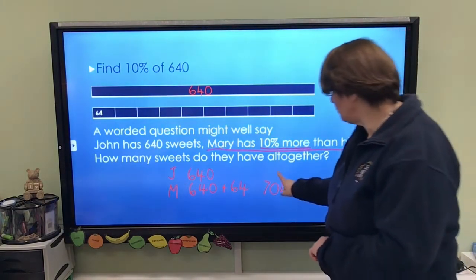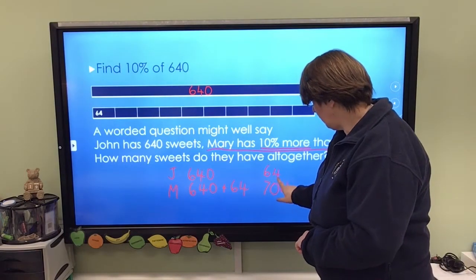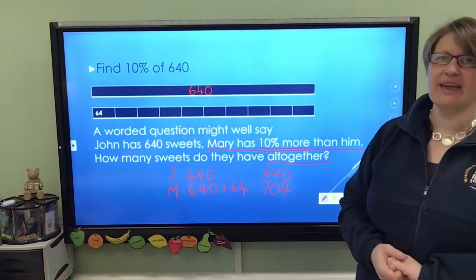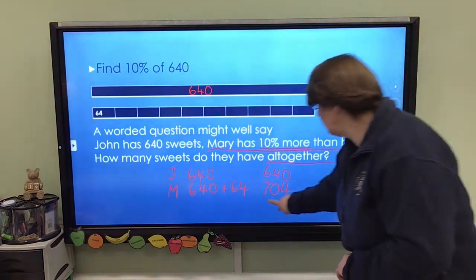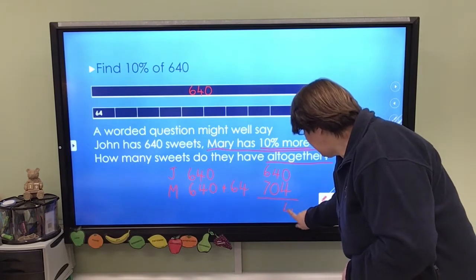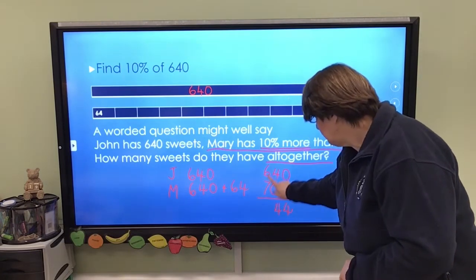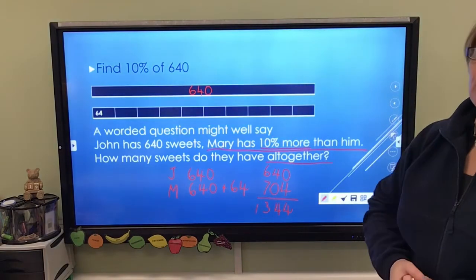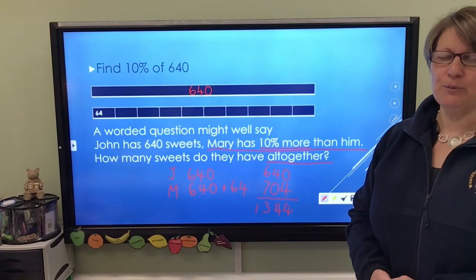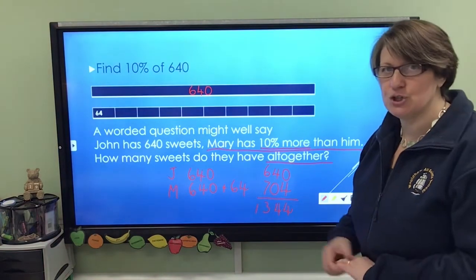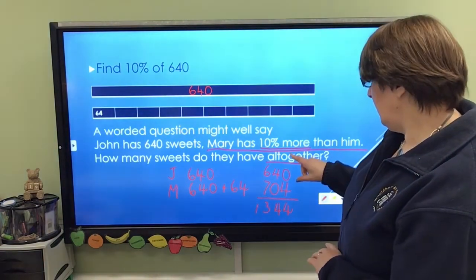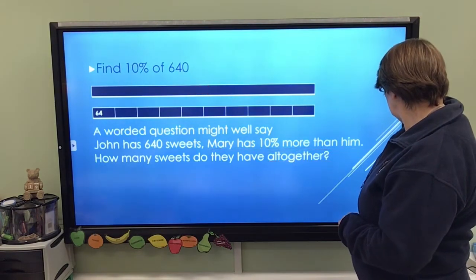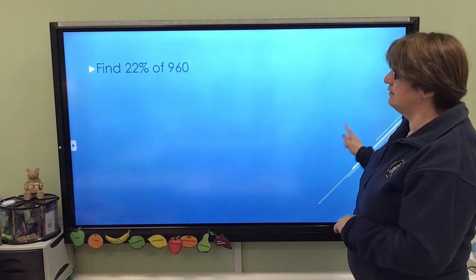And then we have to add those two together, because here it says altogether. How many do they have altogether? So we need to add those together to find out our actual total. 6 plus 7 is 13, so 1344. I do hope you got that. Remember, you can pause any of these videos to do your calculations and then restart it when you're done. Okay, so we're going to move on now.